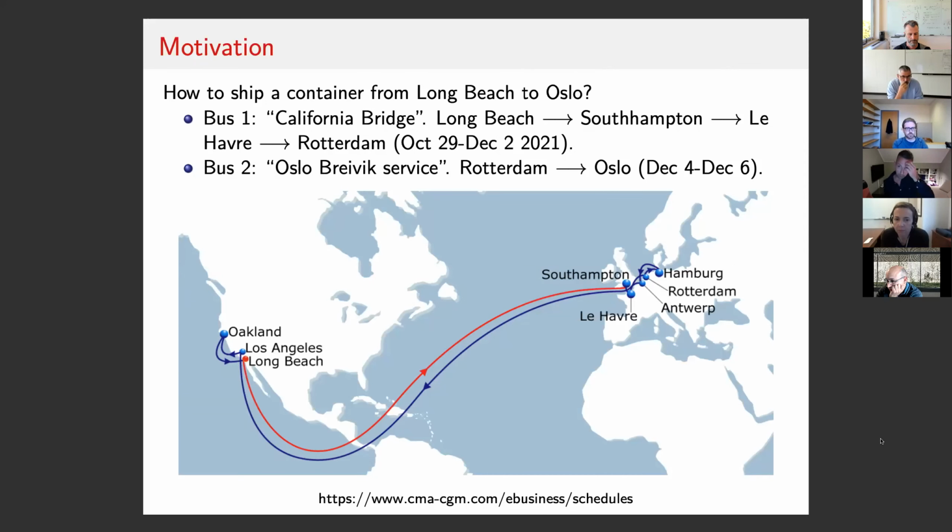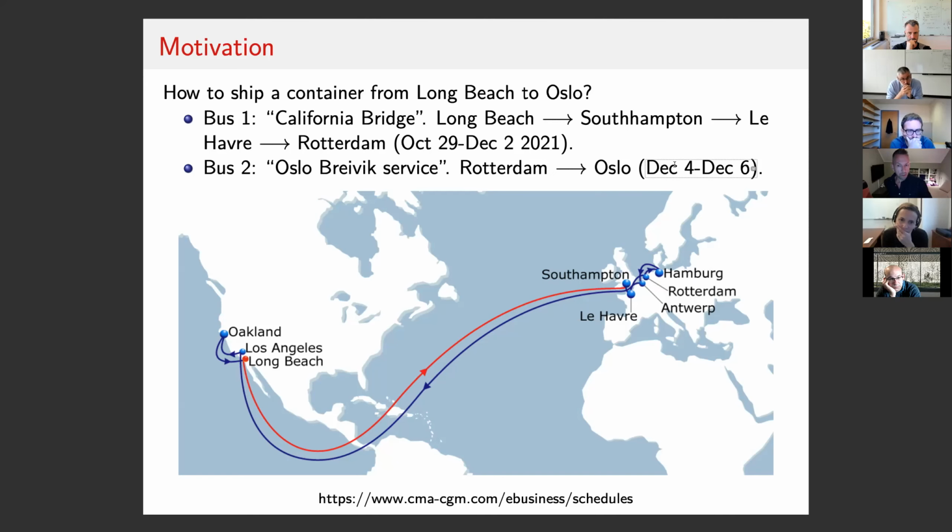Okay, so some motivation. I looked up this website yesterday, CMA CGM, to check how I could most quickly get a container from Long Beach to Oslo. And this is what the website gave me. I can take a first bus, which they call the California Bridge. It departs from Long Beach on October 29, and goes through Southampton, then Le Havre in France, and then Rotterdam. Then I have to switch to another bus, the Oslo Breivik service, after waiting there about 5 days. It will then take me from Rotterdam to Oslo. So the whole trip is going to take roughly 40 days.